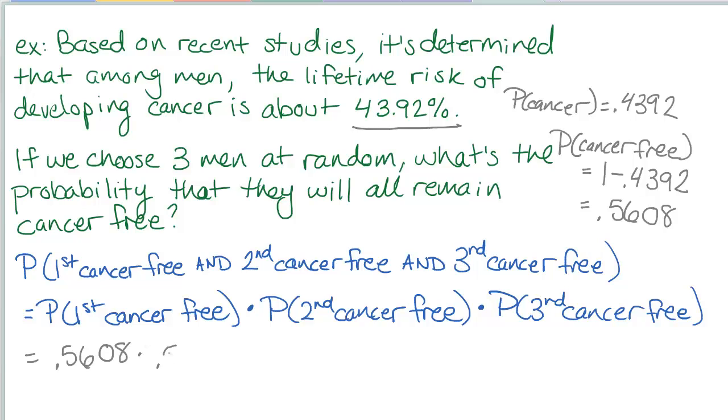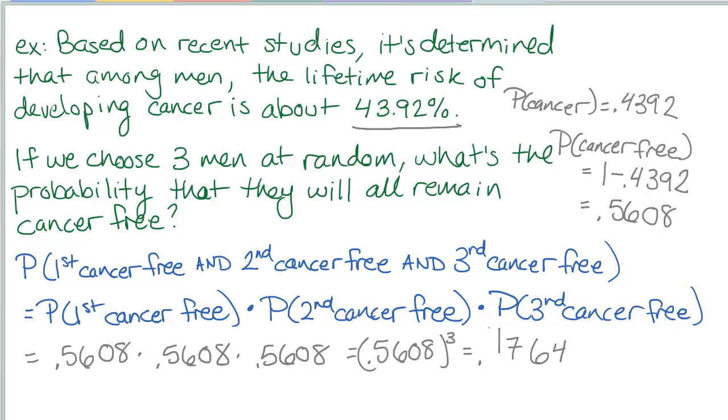The probability that the second is cancer-free is the same, and same for the third. Now you could just multiply these out since there's only 3, but when you get more trials involved, remember that this thing times itself 3 times is the same thing as just raising this number to the third. So optimize your calculations here and just do a cube power here. If we round to 4 decimal places again, this comes out to 0.1764. So that's about 17 or 18% that 3 people that we choose at random would not have cancer anytime during their lives.